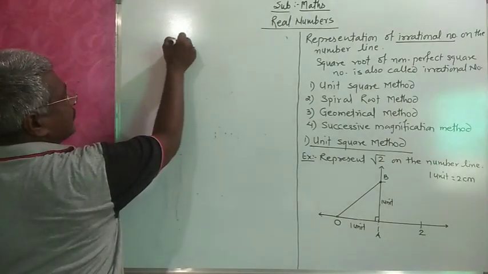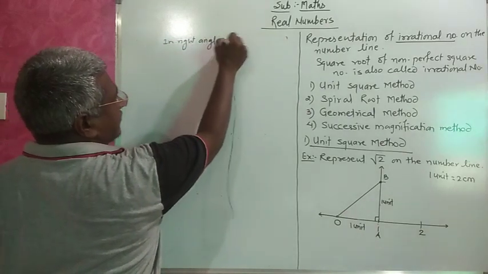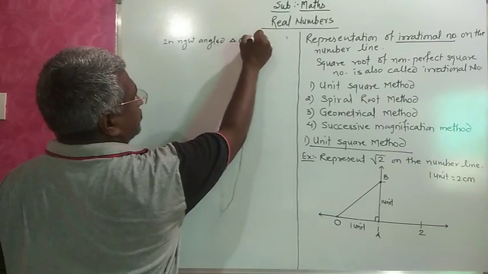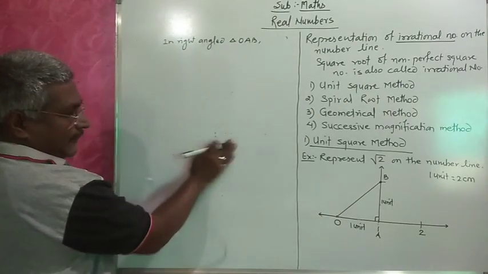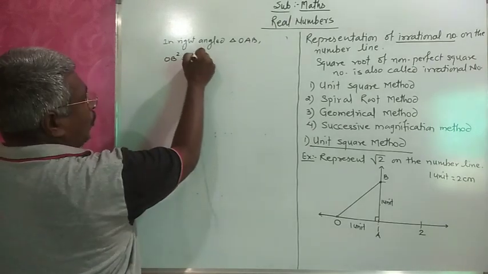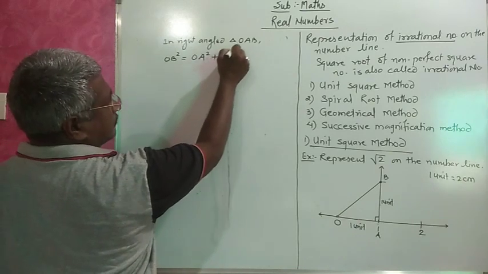In right angle triangle OAB, what is the Pythagoras theorem? OB square equals OA square plus AB square.